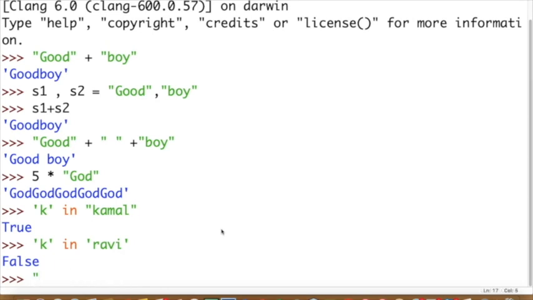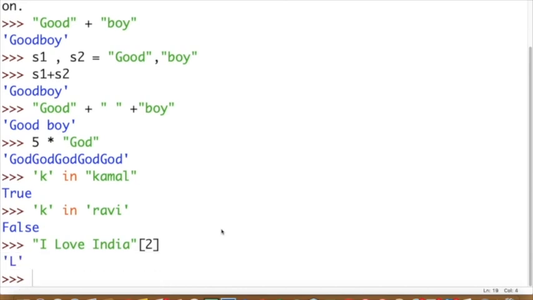So we have a string, I love India, and we will simply slice out some characters from this string, and we have put an index 2. Let us find out what happens when we execute the code.